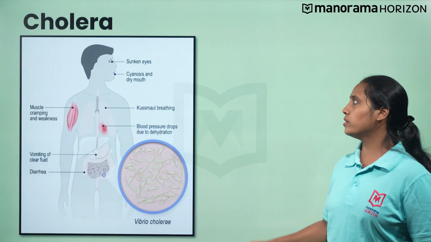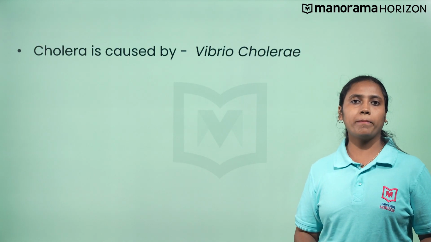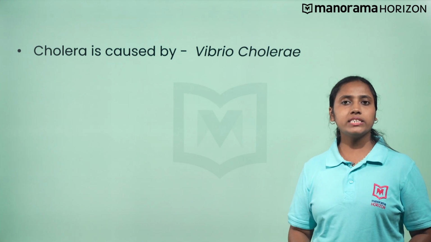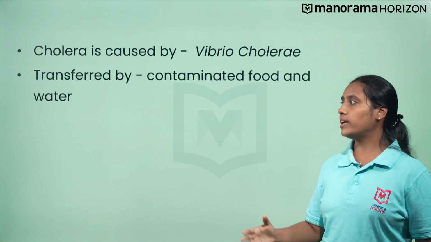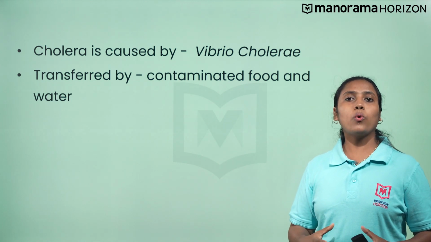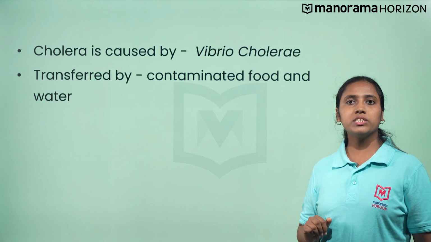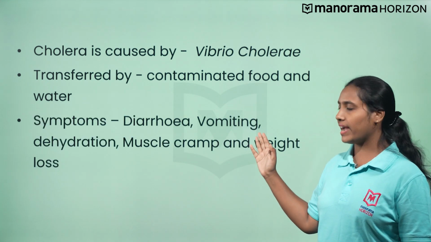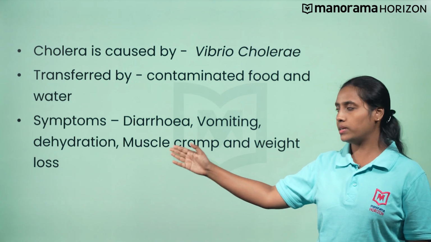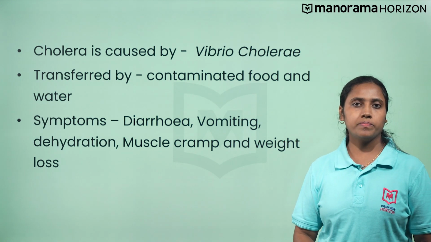Let's start with cholera. Cholera is caused by the bacterium Vibrio cholerae and it is transmitted by contaminated food and water. So what will be the symptoms of this disease? The symptoms are watery diarrhea, vomiting, dehydration, muscle cramps and weight loss.